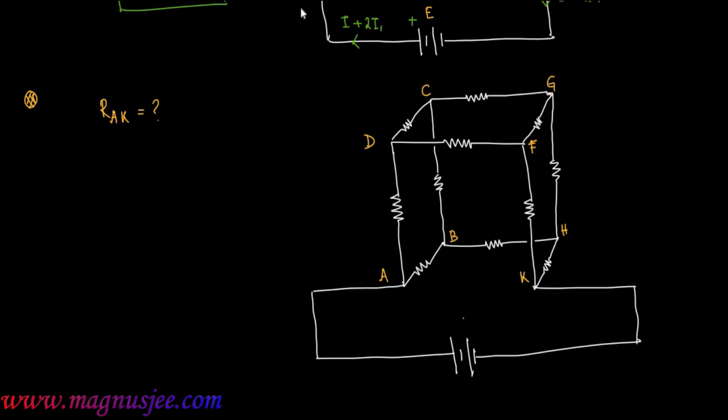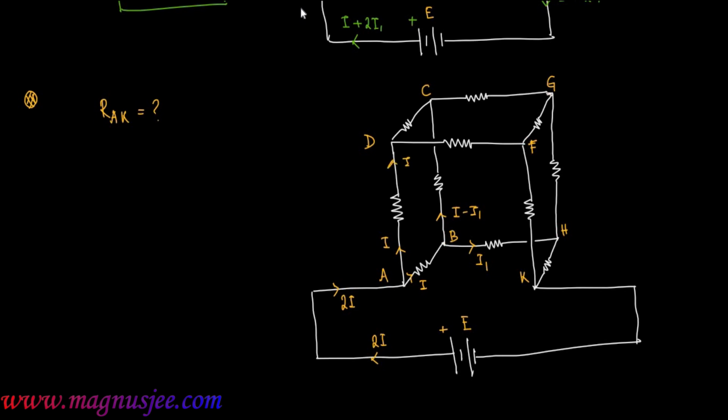In that case, we can consider a current 2I will be generated from the positive pole of the battery of EMF E. 2I is the current which will be flowing towards the corner A, and from the corner A, current will be equally distributed. A current I will follow the path ABHK, and similarly the same current I will follow the path ADFK.